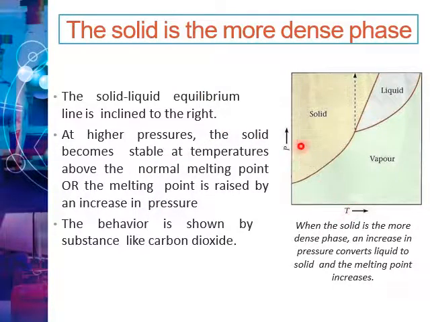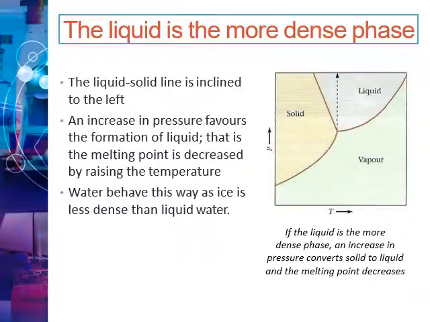This is at higher pressure. When you increase more, this is at higher temperature. The solid becomes more stable at temperature above the normal melting point, or the melting point is raised by an increase of pressure. Behavior such as carbon dioxide. So the carbon dioxide phase diagram is something like this. And then the second one is where liquid is more dense.